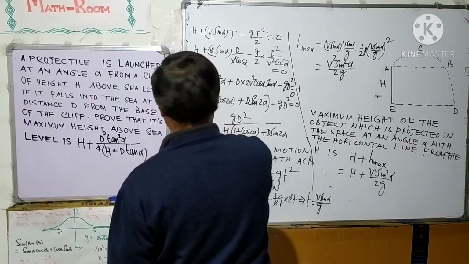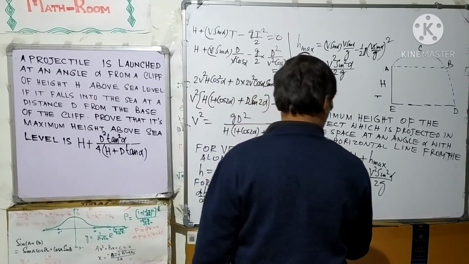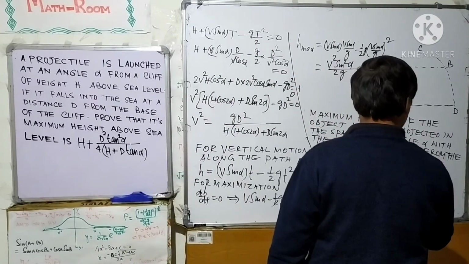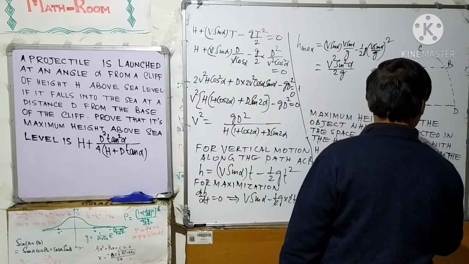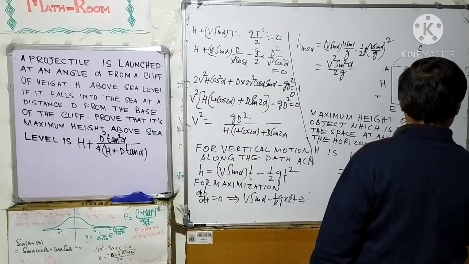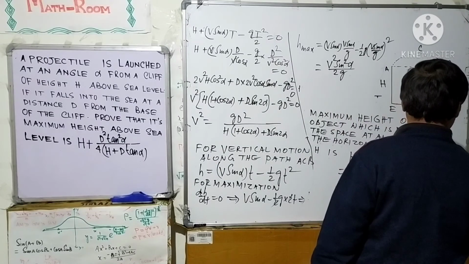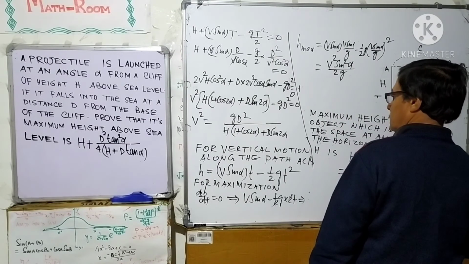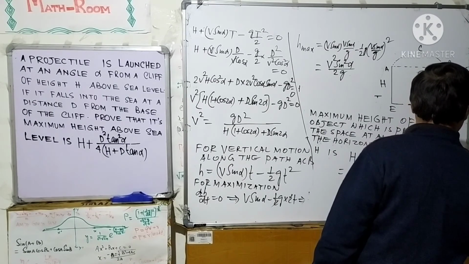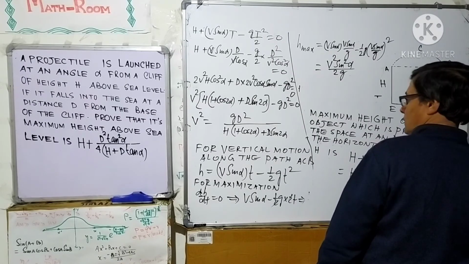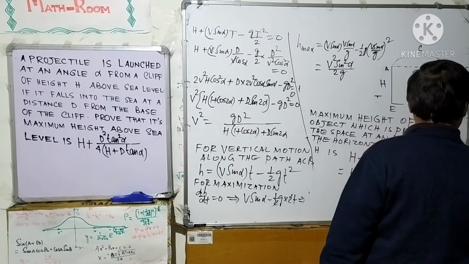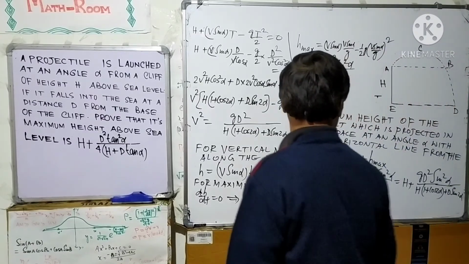Here we can put the value of V square. V square is g d square over h into 1 plus cos 2 alpha plus d sin 2 alpha, this is into sin square alpha. This is the maximum height.